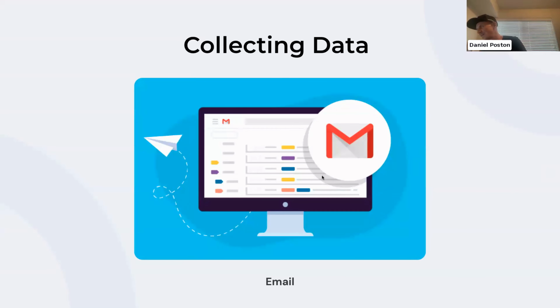The other way that teams are collecting data from agents is email. So if somebody gets a listing, they'll send a list of data points to the transaction coordinator. And then it's a back and forth email chain to get the info.